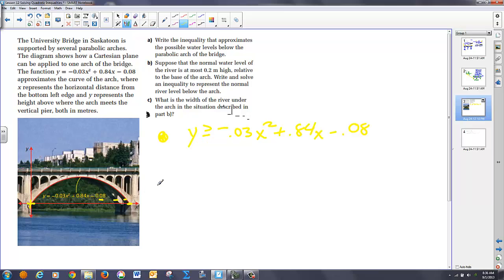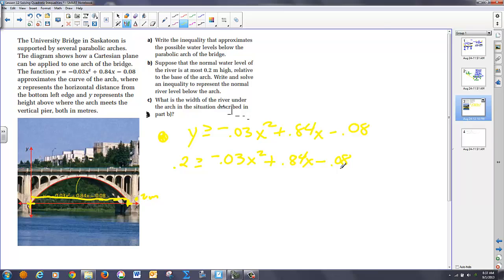Now, in part B, they want to say the water level is at most 0.2 meters high. That means this line going across has a distance of 0.2 meters up that arc, if you will. So we want to know when this graph is above 0.2. And they want us to go ahead and solve that. But to do that, I think we're going to use our calculator. So why don't you get that out as I'm continuing to write this and start plugging in the formula.